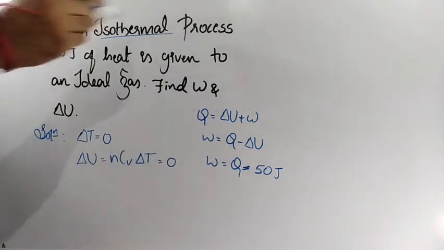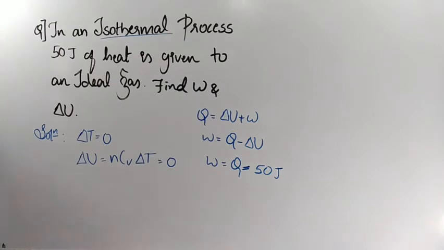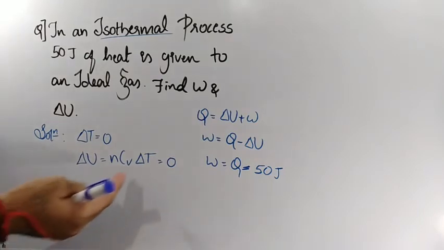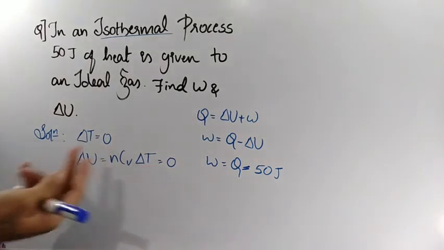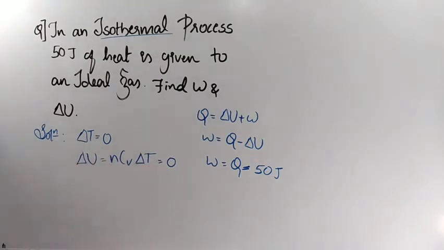You have to read the question carefully. They are telling an isothermal process. That means indirectly they are telling you that temperature is constant and the change in temperature, delta T, will be equal to 0. Clear? Shall I erase this question?